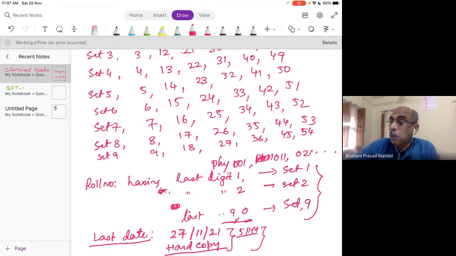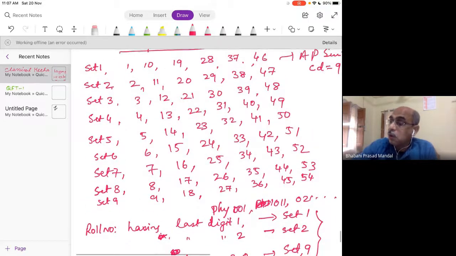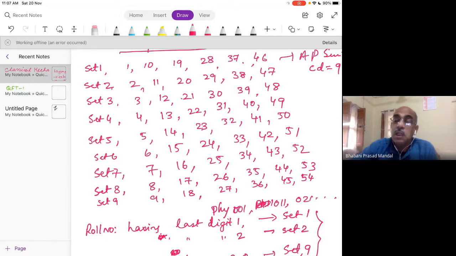The problem set was circulated long ago, I think in October or so. It has 54 problems altogether. I have divided them into 9 groups, and it is very easy to remember: group 1 starts from problem 1, with an AP series in the problem numbers with common difference 9. So 1, then adding 9, 10, adding 9, 19, etc. Group 2 starts with 2, then adding 9, 11, and so on, up to 46. So 6 questions each.